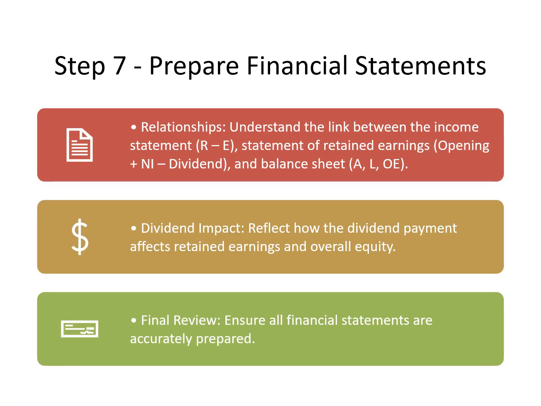Next step, step number 7. With the adjusted trial balance in place, the financial statements can now be prepared. These include the income statement, statement of retained earnings, and the balance sheet. Each financial statement provides a different perspective on the company's performance and financial position.